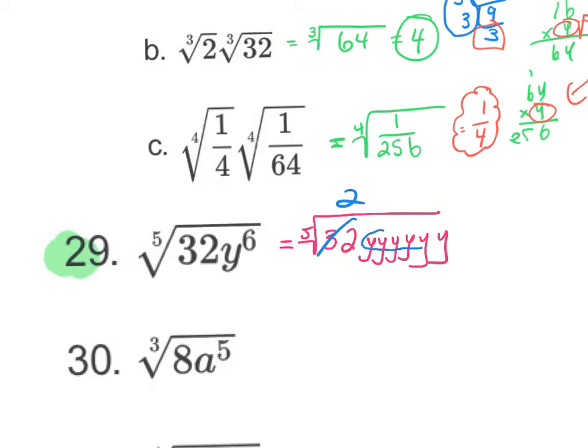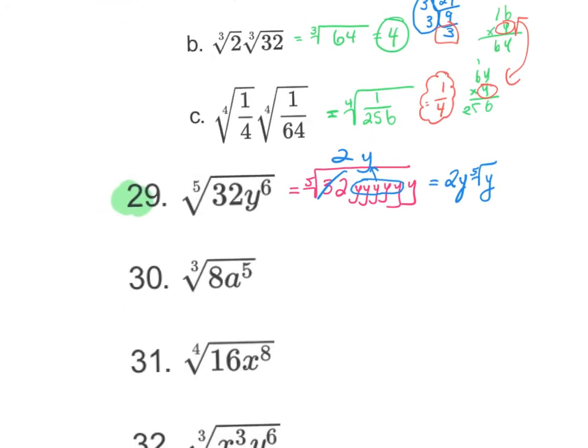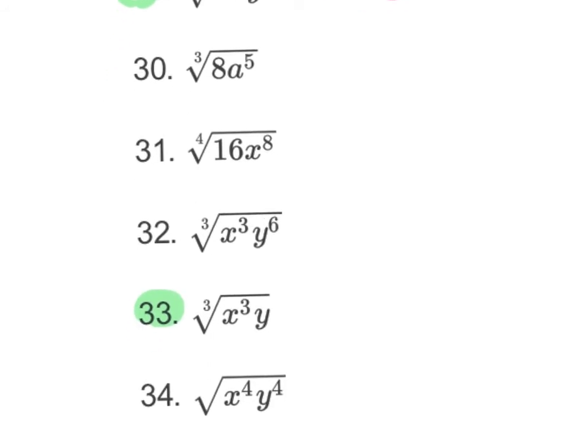And then how do I pull out letters? By circling them. If I circle 5, that's one group that I can take out. So I take out, that becomes one little y. So I'm left with 2y on the outside, and then the 5th root of y on the inside. I have 1 y left on the inside. That make sense? If I'm going too fast or something, let me know, guys.